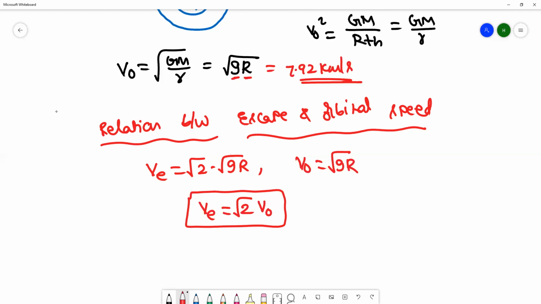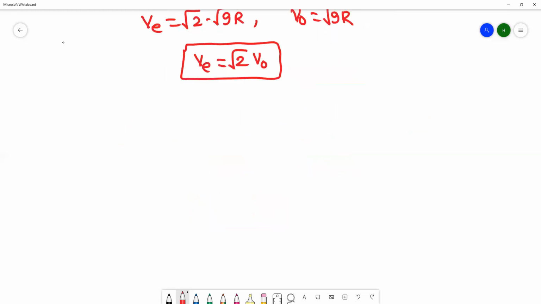Next important point here, energy of an orbiting satellite, very most important one.